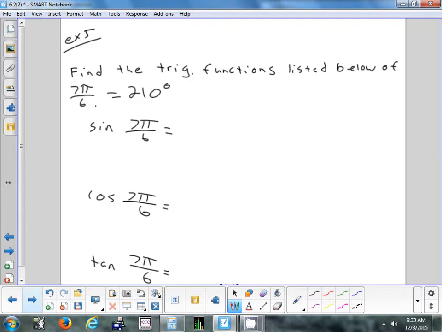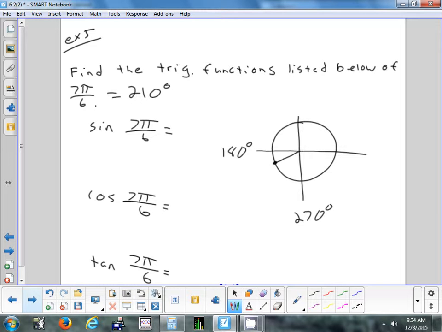This time I think it's helpful to make a sketch. Figure out where's your short side, where's your long side. That's 180. That's 270. Where's 210? Closer to 180, closer to 270. Closer to 180. Okay, so I'm going to make my triangle.